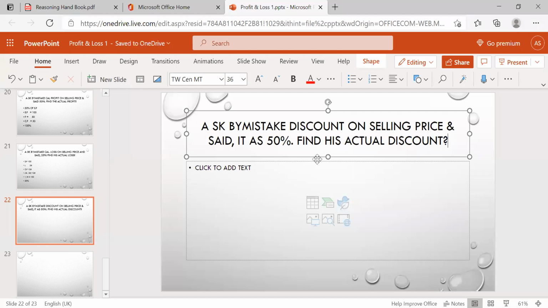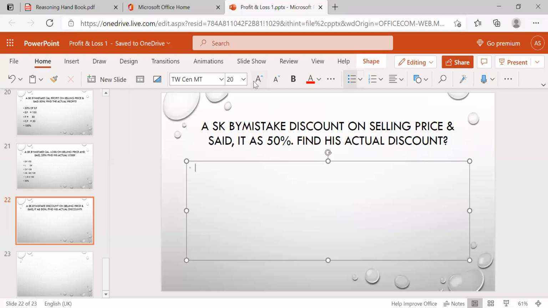Right? Now, check this. No, just try in the same manner how we can find out. Always discount is calculated on market price, but he made the mistake. He calculated on selling price. So we have to assume that here selling price is 100, right? Selling price is 100, and he gave a discount of 50% on selling price.